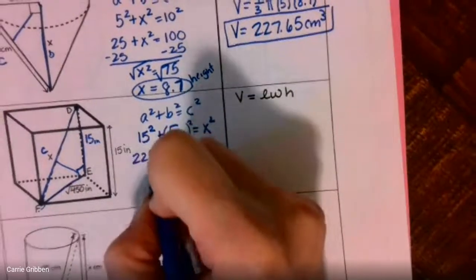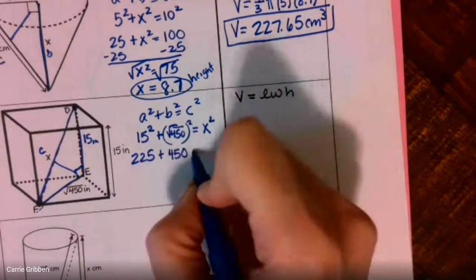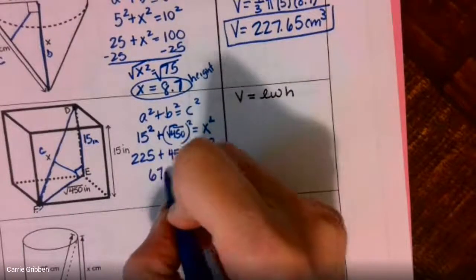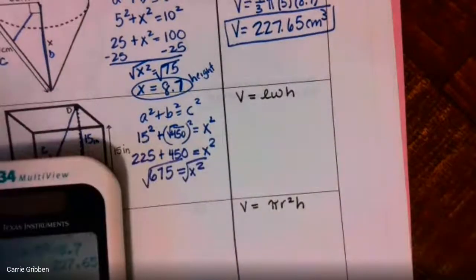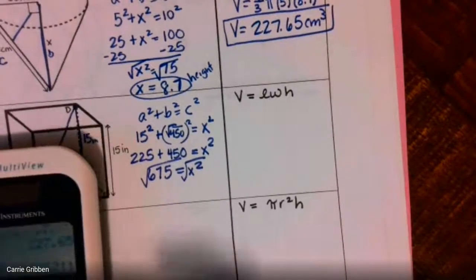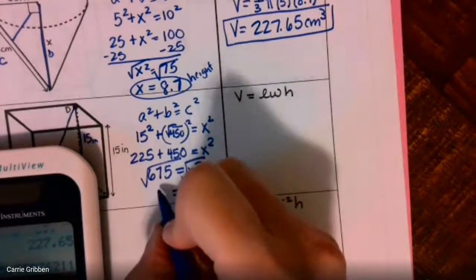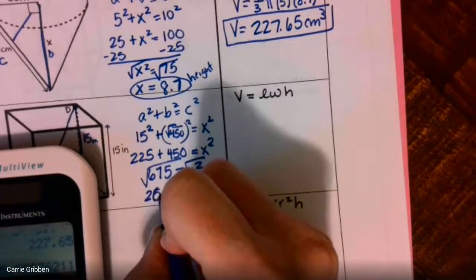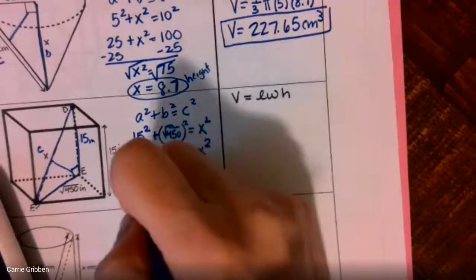So I know that's 225. Whenever you square a square root, you actually just get back the number underneath. Okay, so that's x squared. And if I add those two together, then I get 675 equals x squared. I do not know what that is off the top of my head, so the square root of 675 is 25.98. So actually, if I rounded to the nearest tenth, 26.0. Okay, so that's how many inches x is.